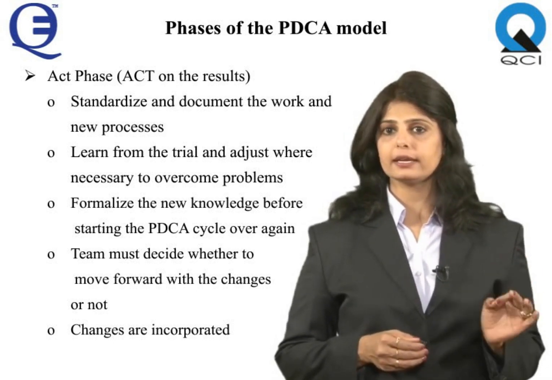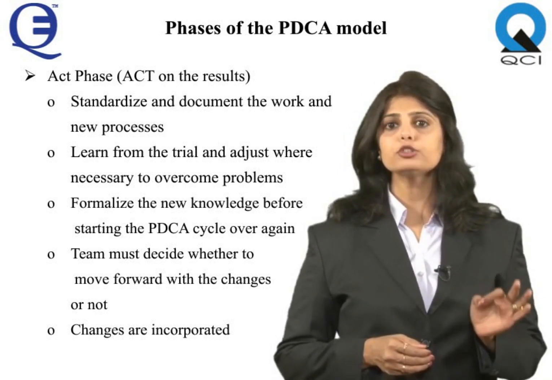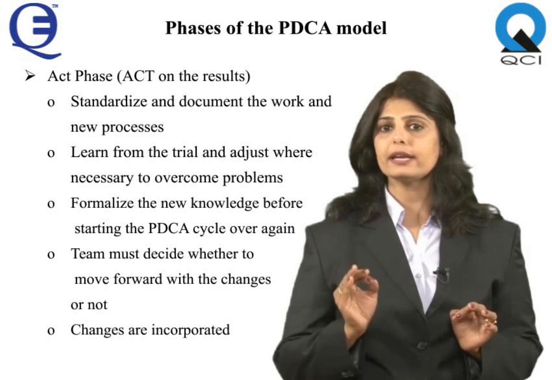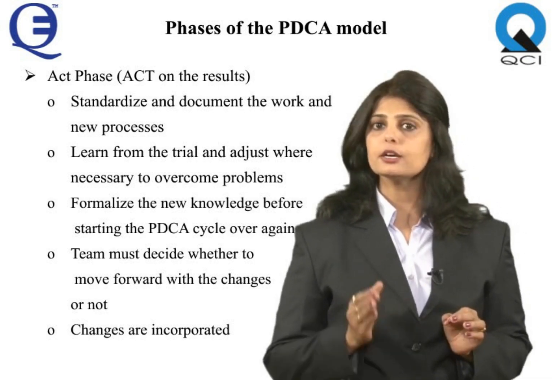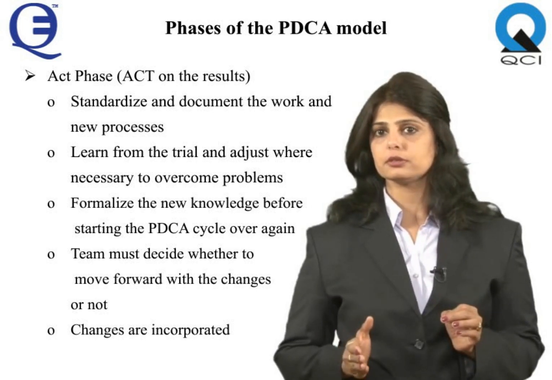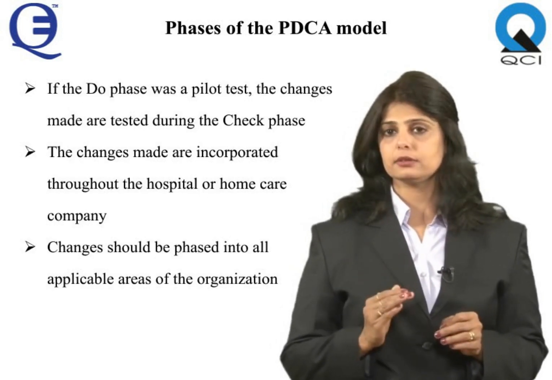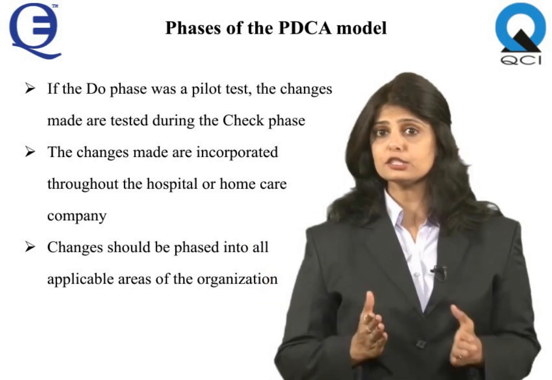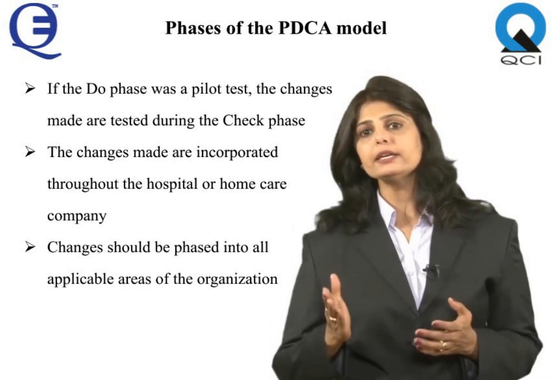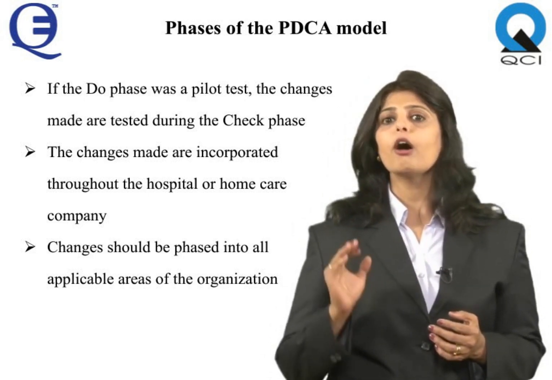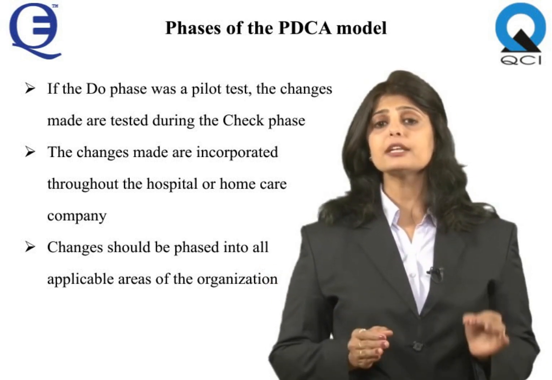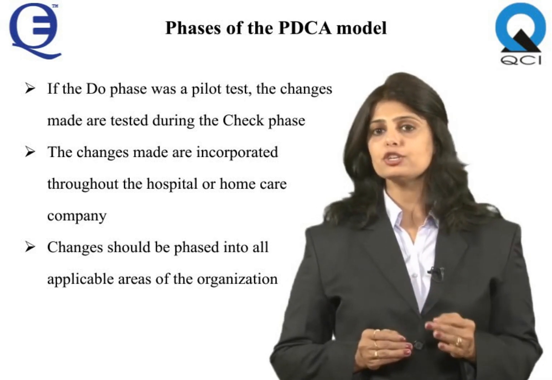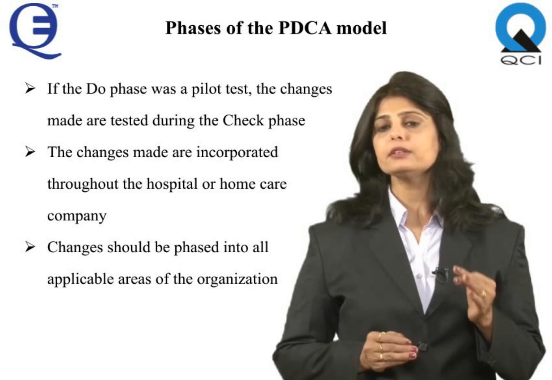During the act phase of the cycle, the team must decide whether to move forward with the changes that were made, incorporating them fully into the organization's structure, policies, procedures, and educational processes. If the do phase was a pilot test, the changes made are tested during the check phase. If they were found to be successful, the changes made would then be incorporated system-wide throughout the hospital or home care company. The changes that brought about improvements should be phased into all applicable areas of the organization as part of its standard operating procedures.